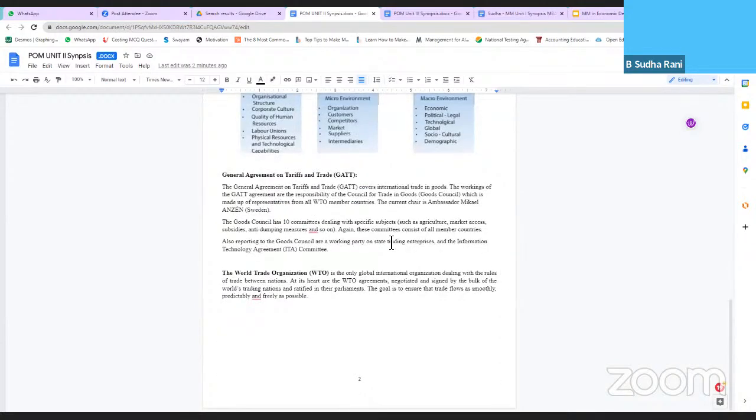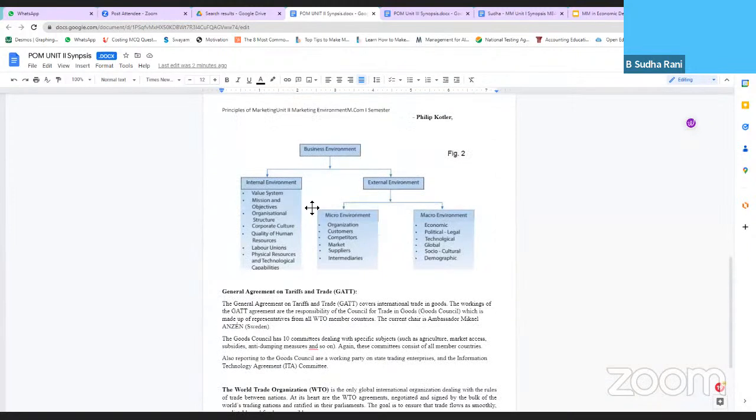And next, let us see the internal environment. I'll tell some of these internal elements, like how the organization is, your objectives and the value system, and the organization structure.